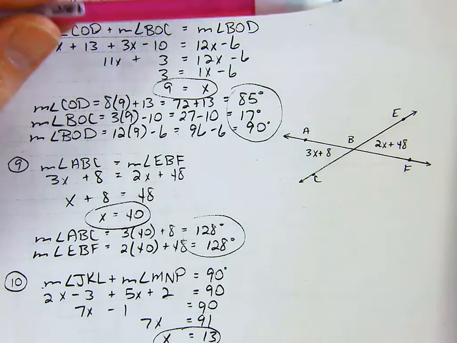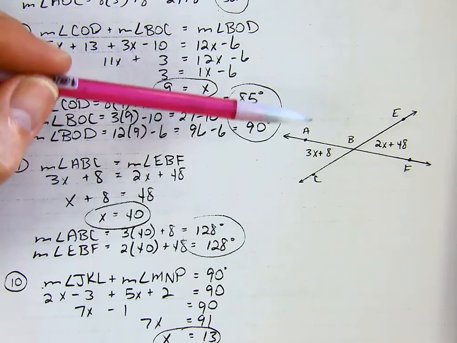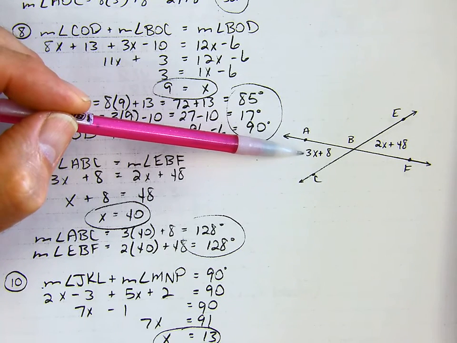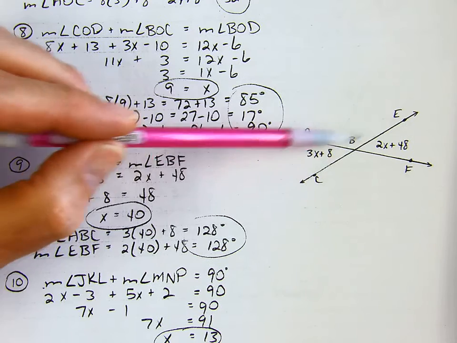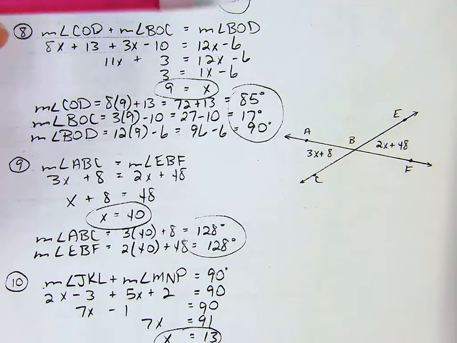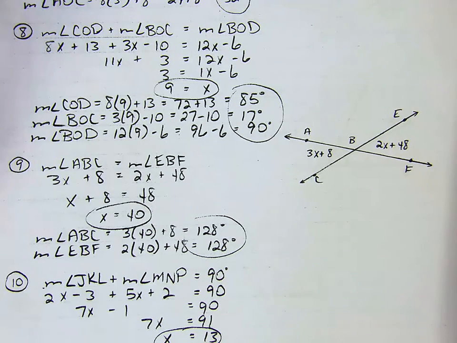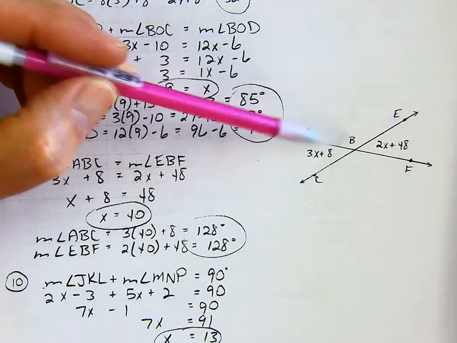So we said ABC is 3x plus 8, and EBF, vertical to it, is 2x plus 48. Vertical angles are always going to be congruent. They're going to be equal. So I just set these two equal.